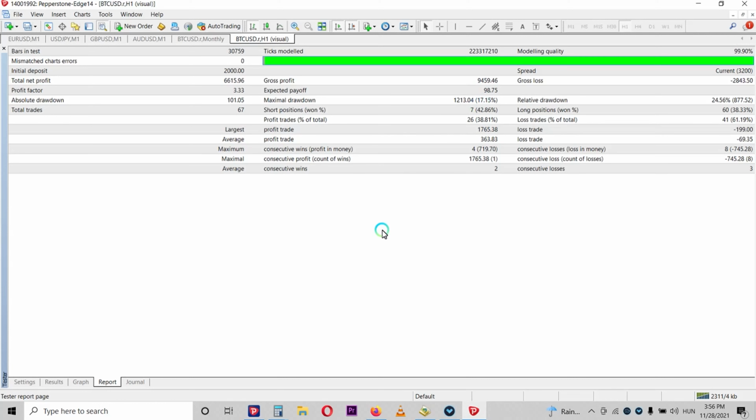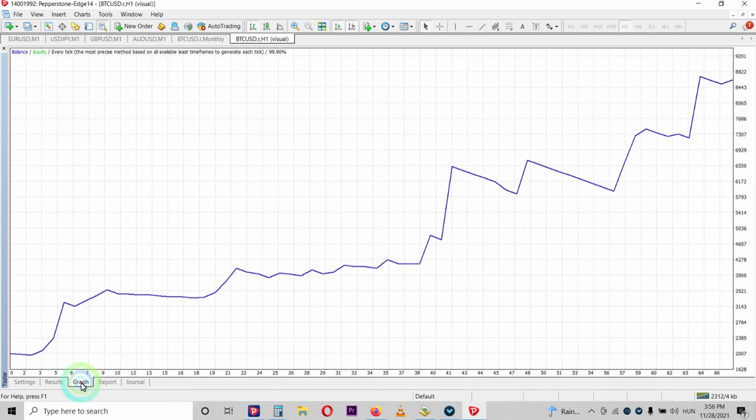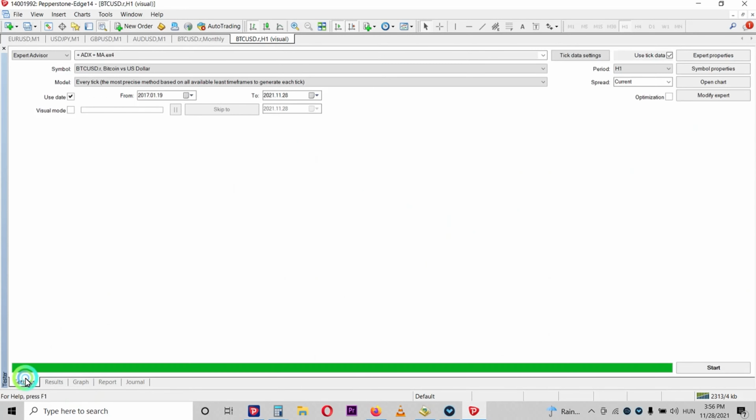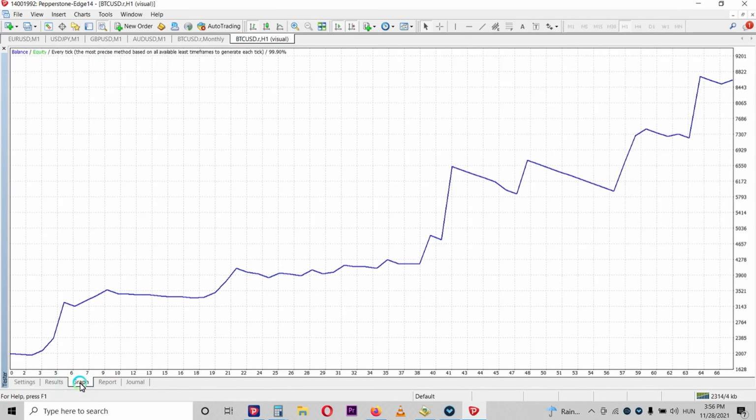And you can take a look at all the statistics. It is pretty interesting. I showed you the chart, and it looks like this with 99.9% tick data, and of course the spread and the slippage and all kinds of these things are calculated in the test.